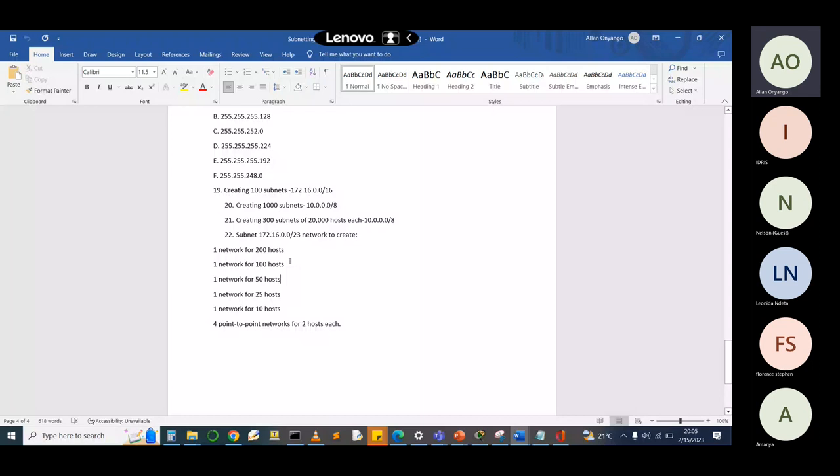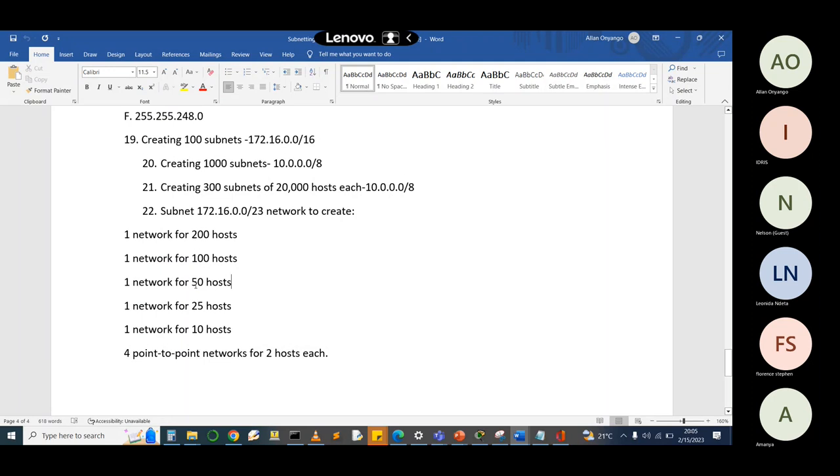Number four, 25 hosts. And this is VLSM now. So 200, 100, 50, 25, 10. And the last one is 4 point-to-point networks, which have two hosts each. So this one, you just calculate and you get your answers and share them among yourselves.